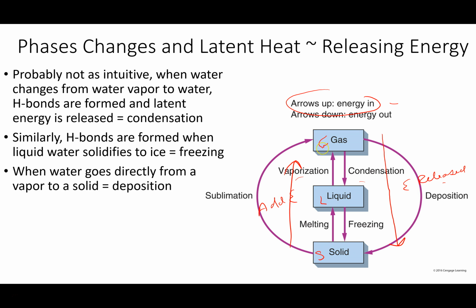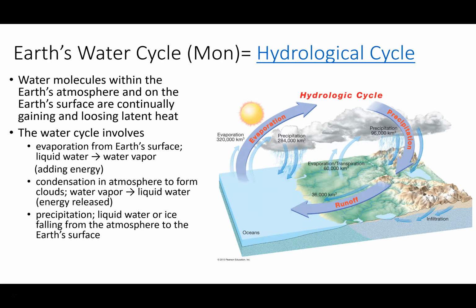If something goes directly from a solid to a gas, we call that sublimation. Directly from a gas to a solid, we call that deposition. And all of these phase changes, whether you need to put heat in or whether heat is released, are all called latent heats. Latent heat is the energy associated with a phase change.